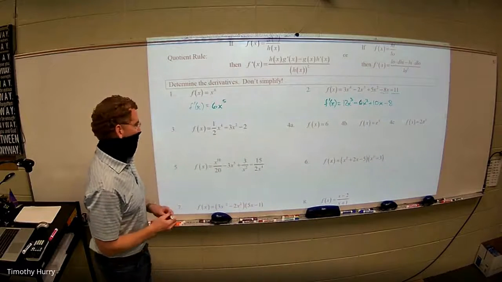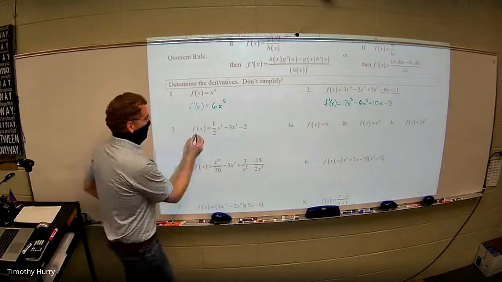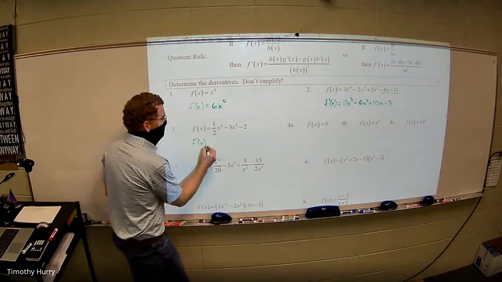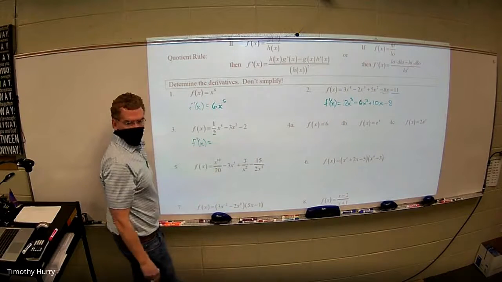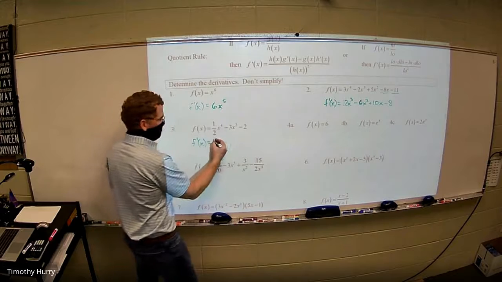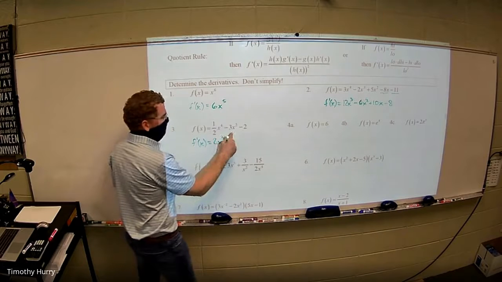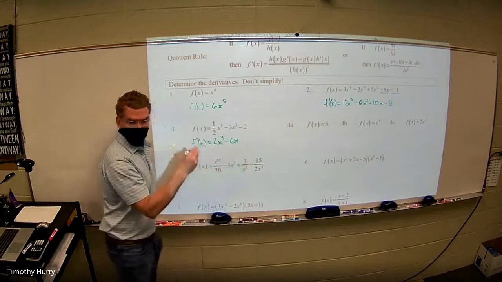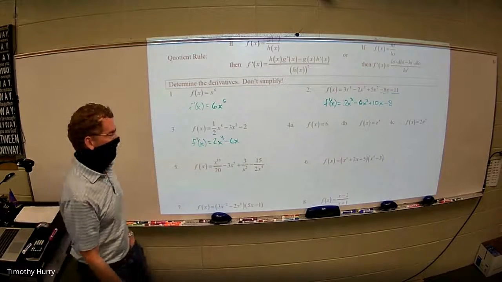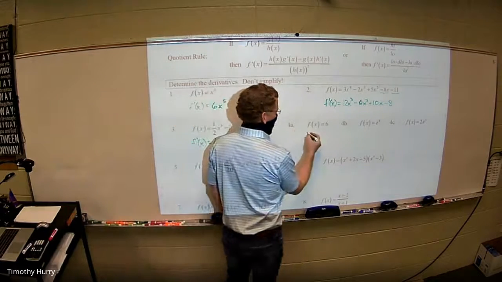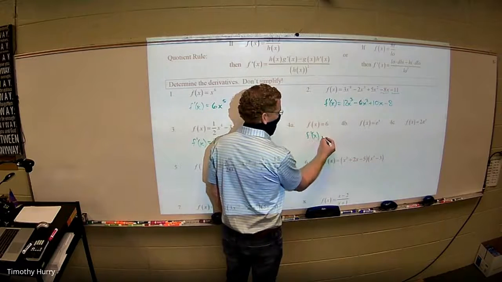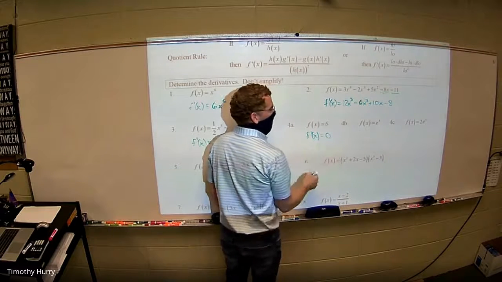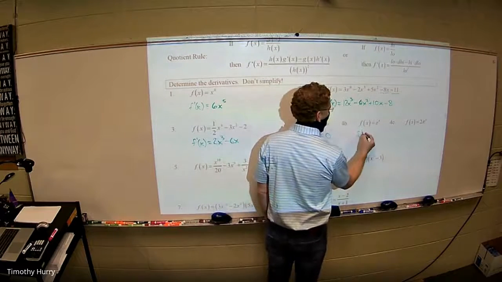All right. What about something like number 3? Number 3, the derivative is, yes, 4 times a half is 2x cubed. Next, minus 6x to the first. And then the constant goes away. What about 4a? What's the derivative? 0. It's a constant. What about 4b?